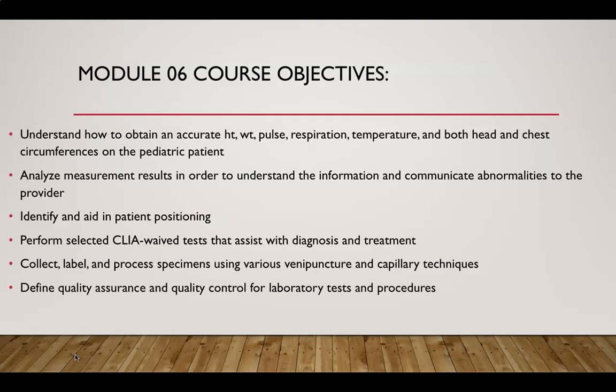Define quality assurance and quality control for laboratory tests and procedures. Remember that before you do any patient samples, quality control must be done. You have to make sure that the kit is accurately working before you can run any test samples. If it is not, then the test samples cannot be run.